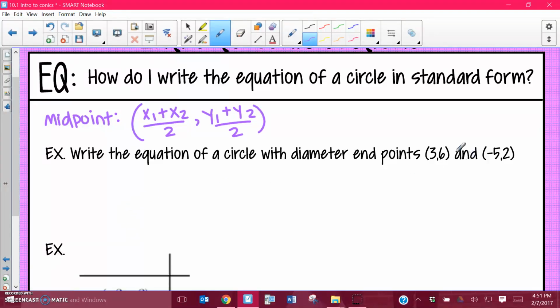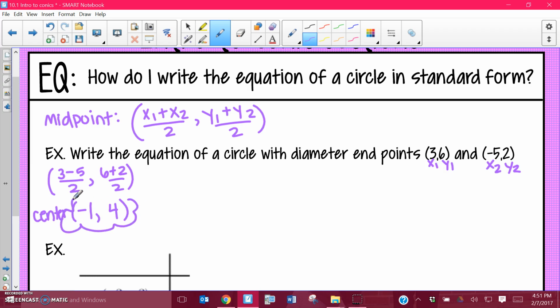Okay, so to find my center here, again, I can just label my points, x1, y1, x2, y2. And I'm going to have 3 plus negative 5, or 3 minus 5 over 2. And then I'm going to have 6 plus 2 over 2. Okay, that gets me the center, or the middle of both of those points, as negative 1, 4. Okay, again, directly in the middle of your diameter should be your center of your circle. So we're going to need this piece of information when we're writing my equation.